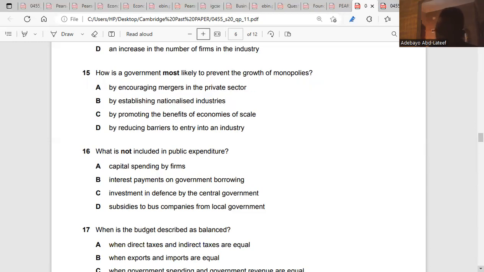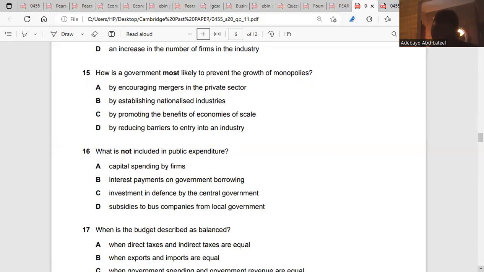16. What is not included in public expenditure? When we talk about public expenditure, we're talking about government spending. So interest payment on government borrowing is government spending. Investment in defense by the central government is government spending. Subsidies to bus companies from local government is government spending. Capital spending by firms is for the firms, so it's a private cost. So it is A.